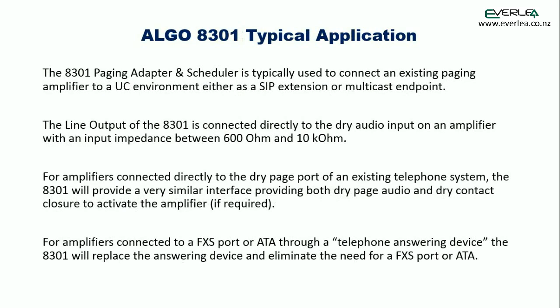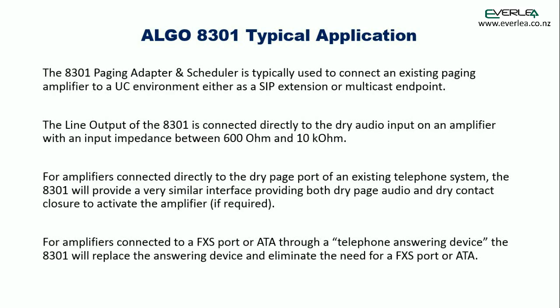The 8301 in its very basic level is typically just used to connect an existing paging amplifier to a new voice over IP environment, e.g. if you're putting in a new voice over IP solution to replace a traditional PBX or paging system and they have an analog paging system in place, the 8301 is used to interface the voice over IP through to your existing amplifier so that the customer doesn't have to go to the expense of rewiring and removing or replacing their existing pager.